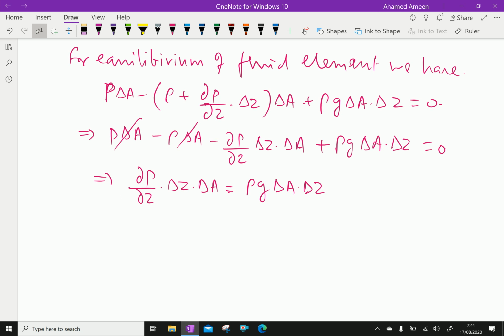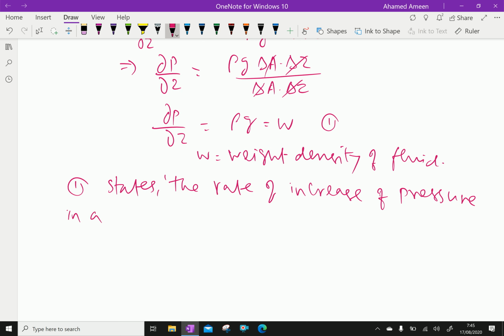So equation 1 states that the rate of increase, that is dou P by dou Z, of pressure in a vertical direction is equal to the weight density of the fluid at that point.